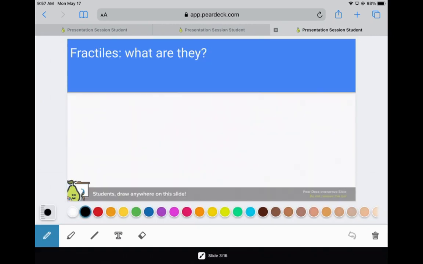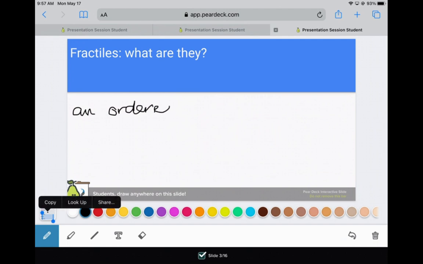All right, so the first thing we're going to look at today is fractiles. Fractiles are the numbers that we're going to divide the data set into equal parts. Okay, so a fractile is an ordered data.